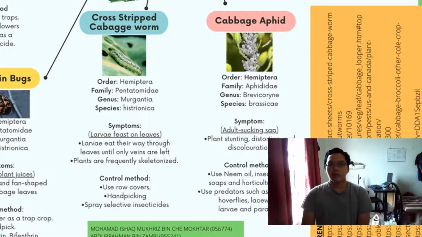To control the cross-street cabbage worm, we must use row covers, usually silver shine. We can also use mechanical method, which is hand picking. And lastly, we can spray selective insecticide to kill off the cabbage worm.